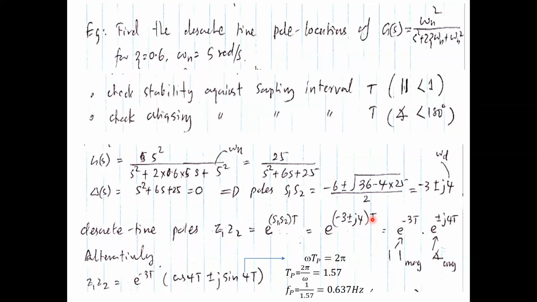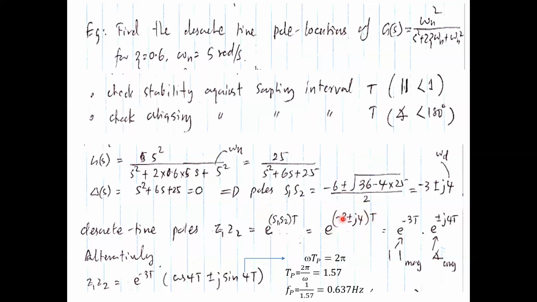Now you have to check whether they are within the unit circle, and if that is the case, you have a stable system, and whether the sampling is enough. Check the beta T, which is the sampling angle. All of these things you can actually verify. Okay, so please study or learn the process.